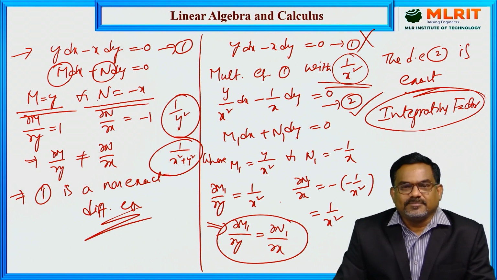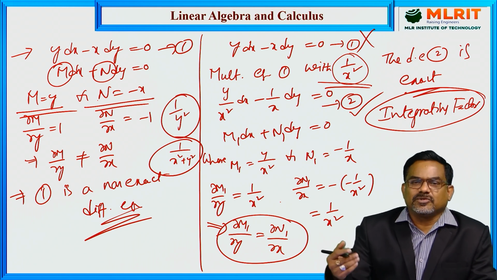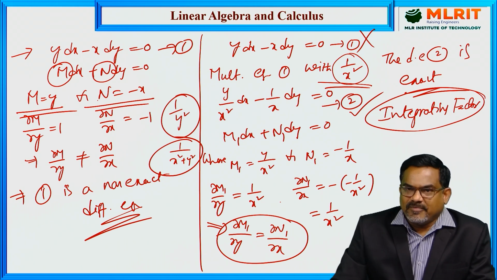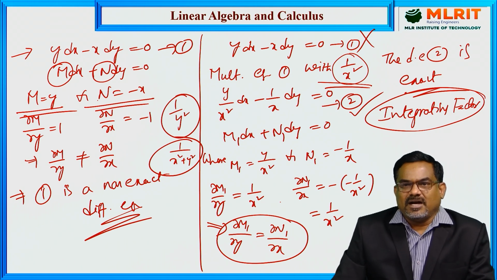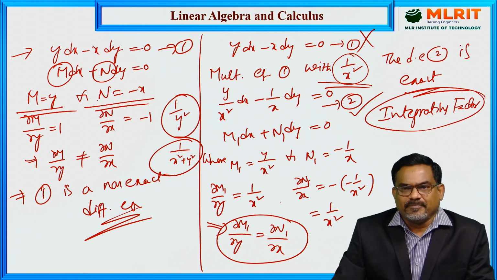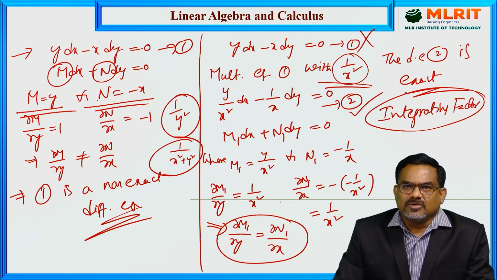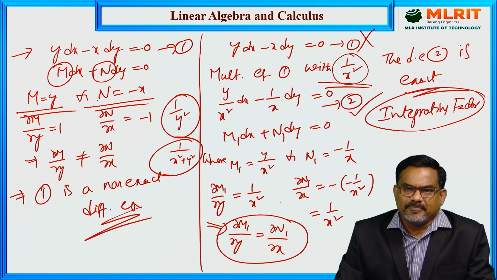So that's why they have introduced some methods to reduce the given non-exact equation to exact form. By finding the integrating factor and multiplying with the non-exact differential equation, we can reduce it to exact form, and then we can solve it to get the general solution. And there are 4 or 5 methods in non-exact differential equations to reduce it to exact form. That we will discuss in the next session.